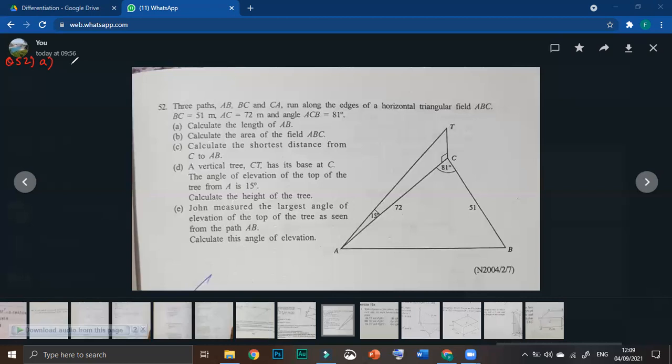And AB whole square is equal to 72 square plus 51 square minus 2 into 72 into 51 into cos 81. Put this one in the calculator and give me the final answer for AB.